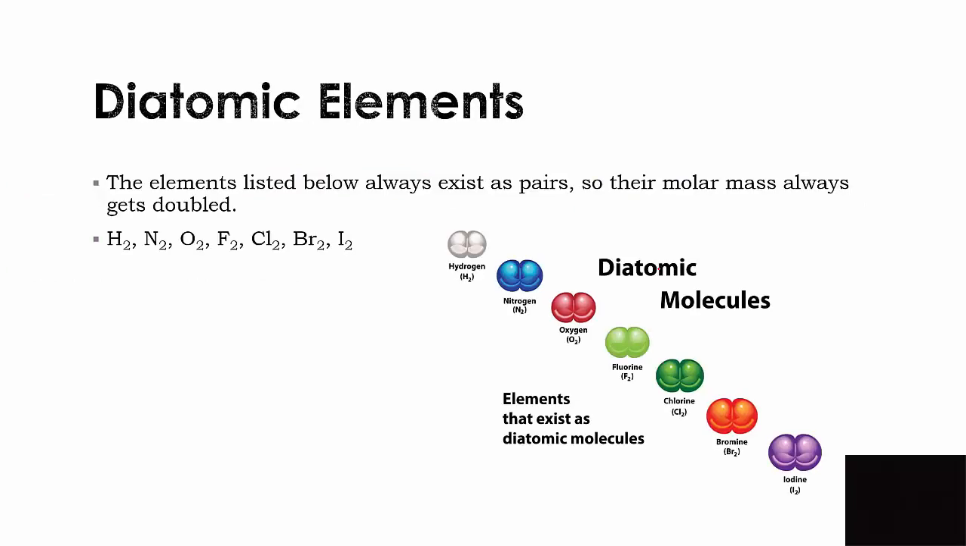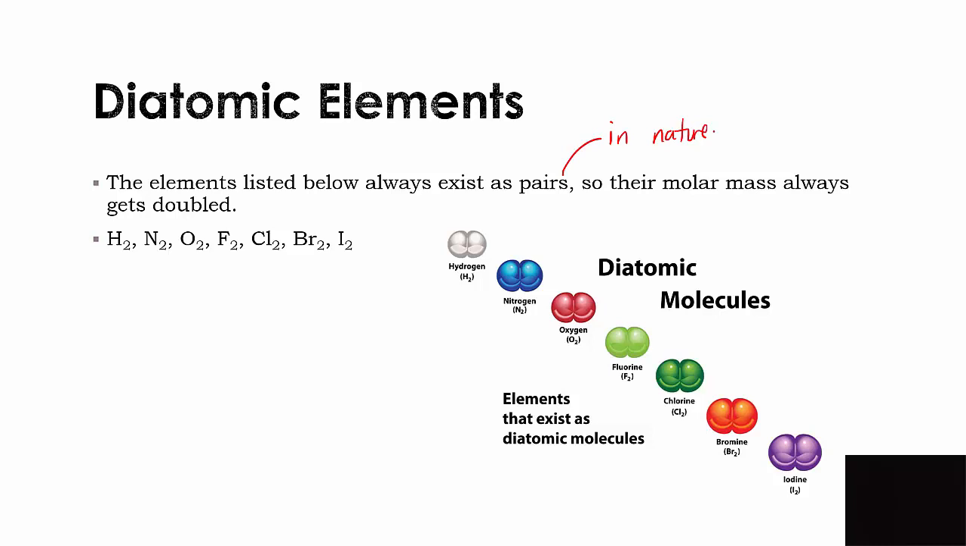All right. Here's a little bit of information that we need to finish up before we look at examples. And these are called the diatomic elements. Okay. So diatomic elements are some special elements that always exist as pairs. And we're talking about in nature.